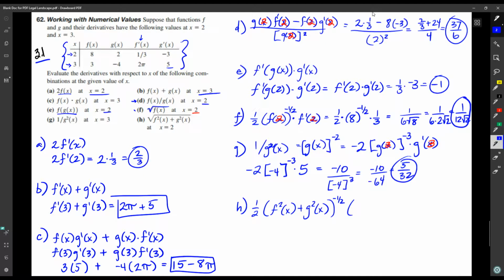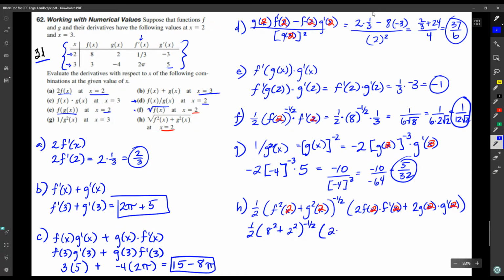Well, the derivative of f squared of x is going to be 2 f of x to the first times f prime of x, plus the derivative of g squared of x is going to be 2 g of x to the first times g prime of x. And then I'm going to write on top of all of those x's with an x equals 2. And we've got a lot of plugging in to go from here. So that's 1/2 times an f of 2 quantity squared. Well, f of 2 is 8, so that's 8 squared, plus g of 2 squared. Well, g of 2 is 2, so that's plus 2 squared. This is to the negative 1/2 power.